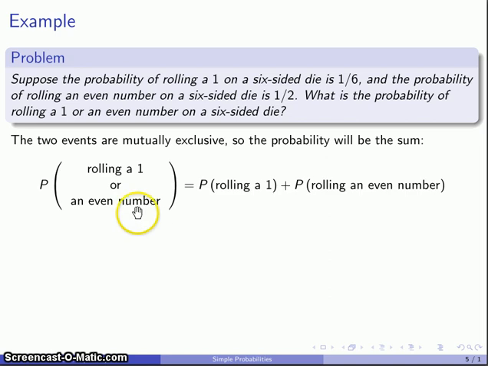So the probability of rolling a 1 or an even number, that's the same as the probability of rolling a 1, plus the probability of rolling an even number, and I know what those two probabilities are, 1/6 plus 1/2, and I can add them together and get 4/6.